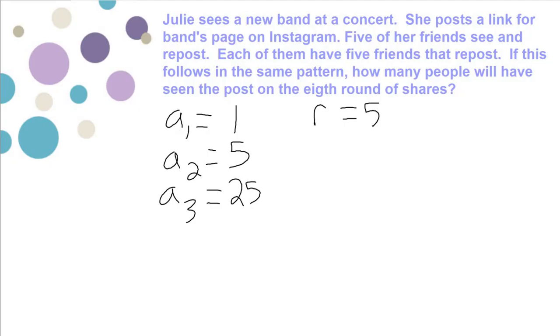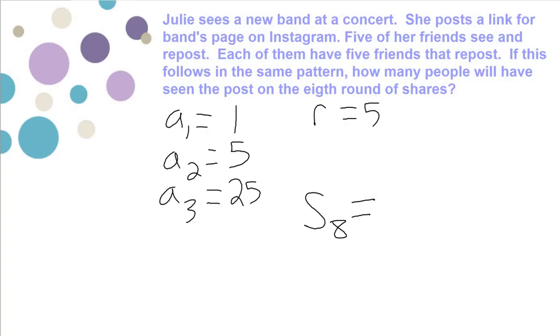So is it wanting only the people from the 8th round? No. It's wanting everybody, which would be the sum of all of the rounds up until 8. So I'm looking for S sub 8. Now, if it said how many people see it during the 8th round, then it would be looking for a sub 8, just that specific term. Here, it's wanting me to add them all together.